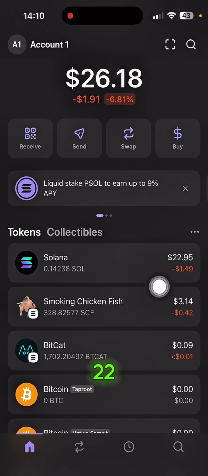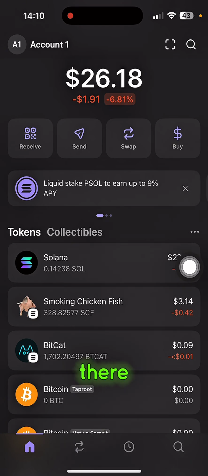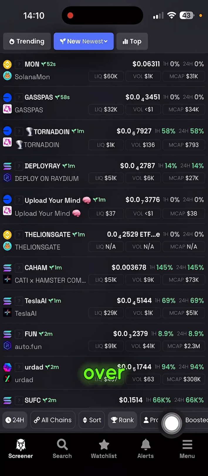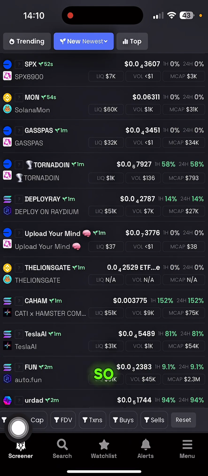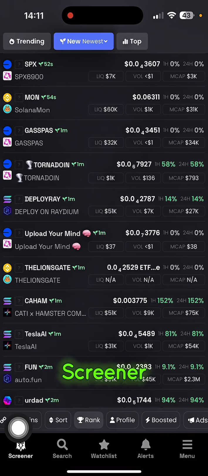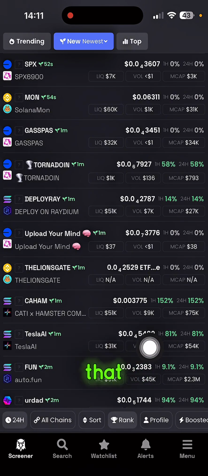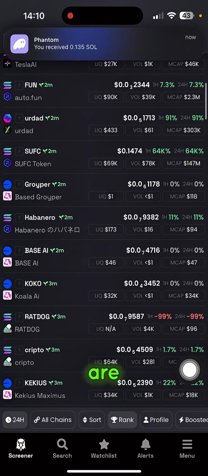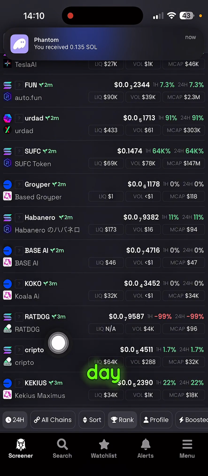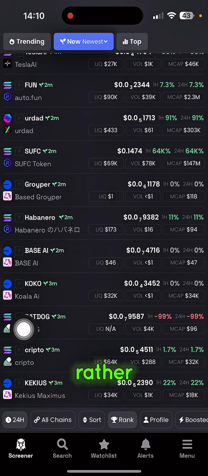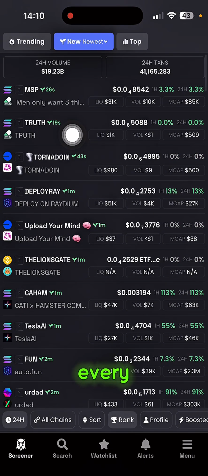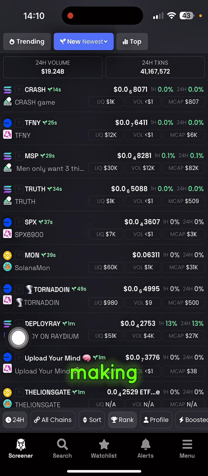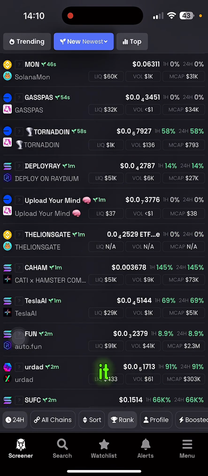So once the $22 has been reflected there, let us head over to Dex Screener. So the moment you are on Dex Screener, you get to realize that there are hundreds if not thousands of tokens that are created every single day, every minute rather, or every second, for the aim of making profits and losses. So you will need to be very careful when it comes to selecting them.